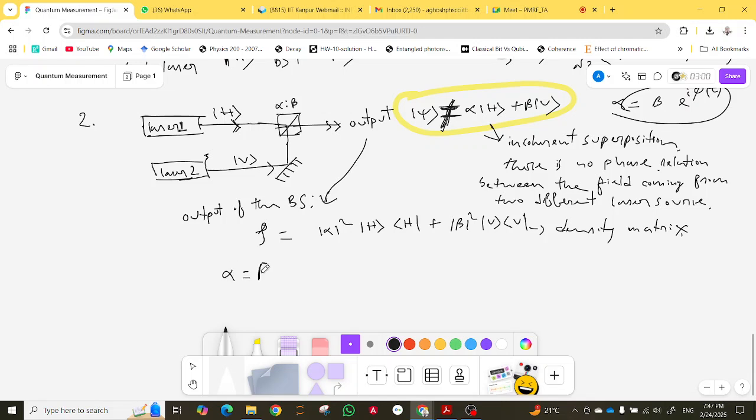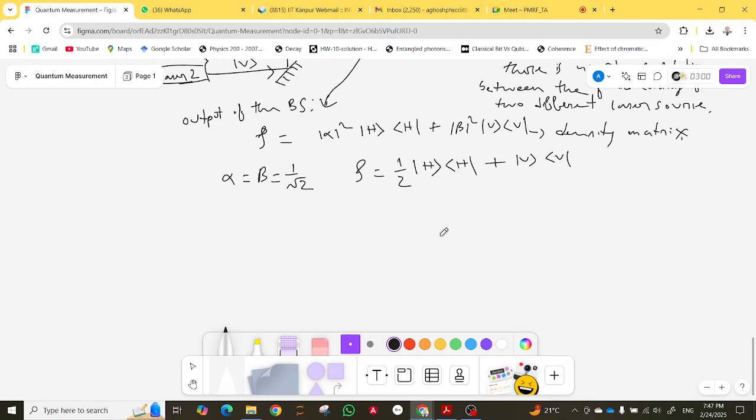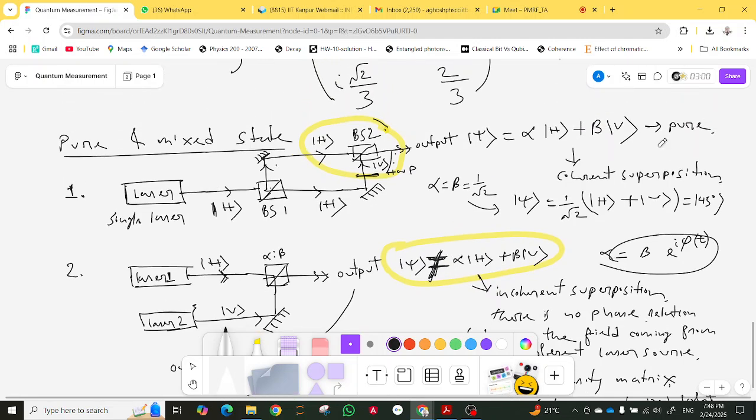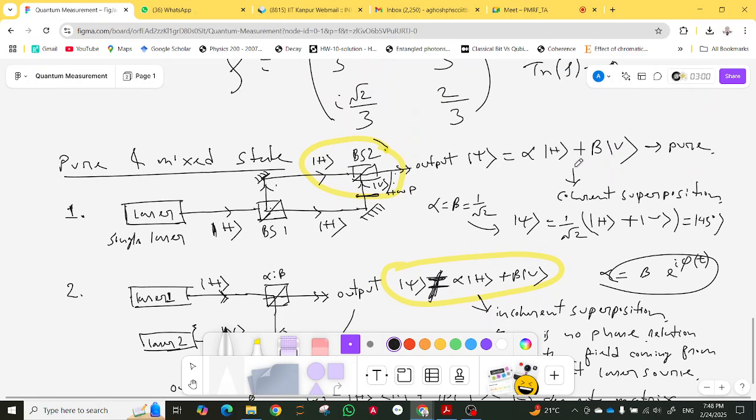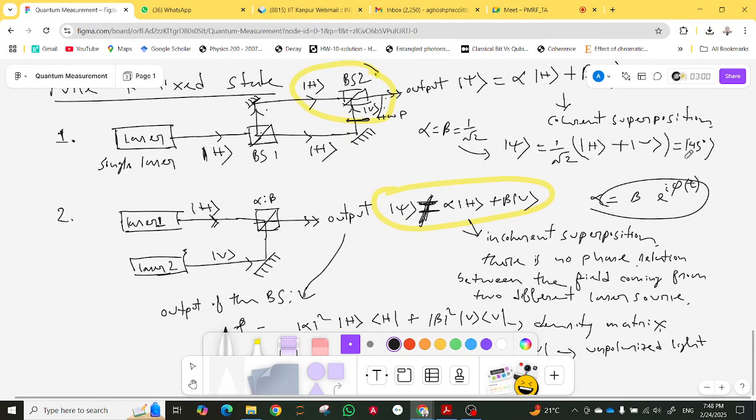Just like before, if alpha equals beta equals 1 by root 2, then obviously your density matrix will be 1 by 2 HH plus VV. And this is the unpolarized light, because in unpolarized light you don't have any phase relationship. In the pure state, the first case, you can write it as polarized light. So there you get a 45-degree polarized light output.